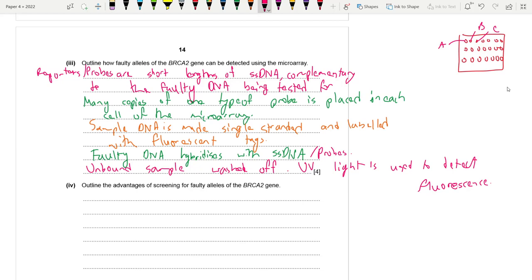So you could also go for it like this. You could say the bound sample DNA will not be washed off, right? Then laser or UV light is used to detect presence of fluorescence or presence of hybridized probes. So what does the hybridization mean? It means that there is more expression. Hybridization means that there is more expression. That means the individual has faulty alleles, right? But if there's no fluorescence, that means that there is no expression, then the gene is fine, okay?